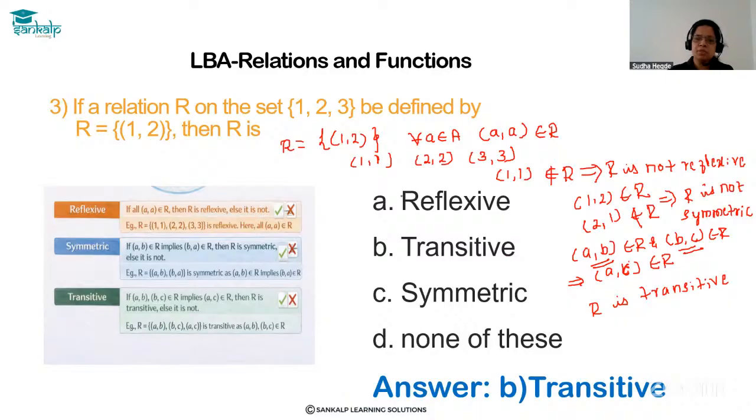So first option, R is reflexive. You can discard that one because we proved R is not reflexive. Second, it is transitive. We have proved it is transitive. This is also not true. So the answer is option B, R is transitive. Thank you.